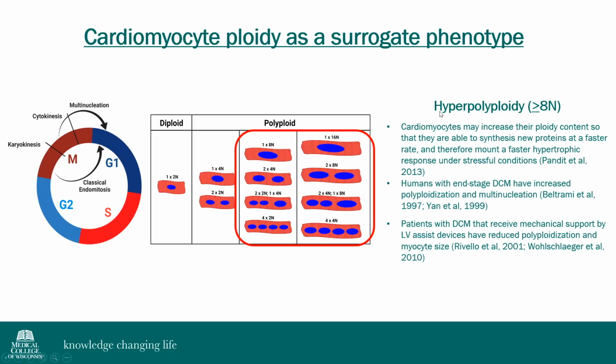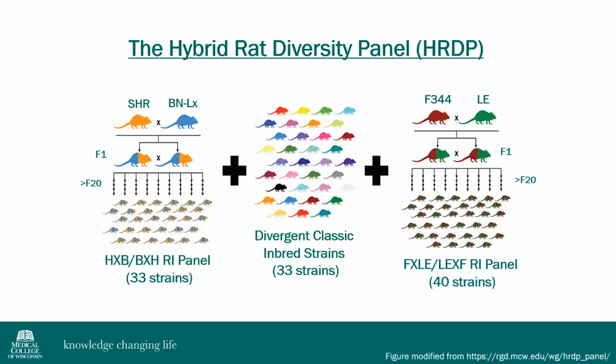On the other hand, higher frequencies of this higher polyploid cardiomyocyte class are found in patients with end-stage heart failure and dilated cardiomyopathy. So there's still much that's unknown about why cardiomyocytes would become hyperpolyploid. And I'm really looking to investigate how the frequency of this class influences baseline cardiac function, as well as outcomes after myocardial infarction, or MI, which I will use going forward.